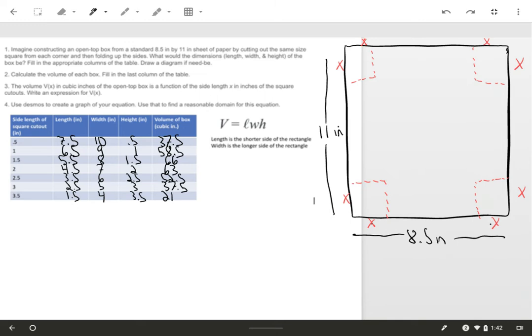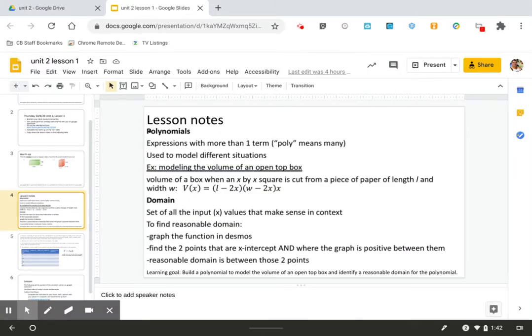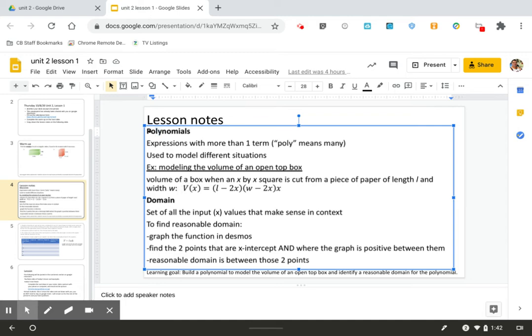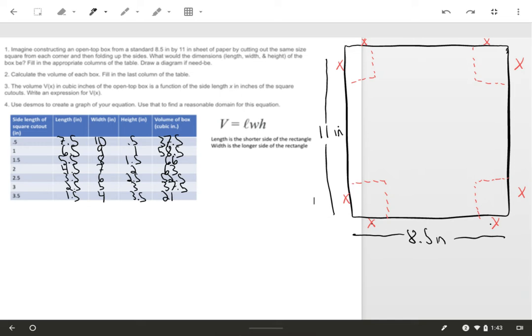Number 3, the volume in cubic inches of the open top box is a function of the side length x in inches of the square cutouts. Write an expression for V of x. Well, if we look at the lesson notes here, you'll notice it says the volume of a box. We're going to use this template right here, where it says V of x. So let me write this down here. This is for number 3.